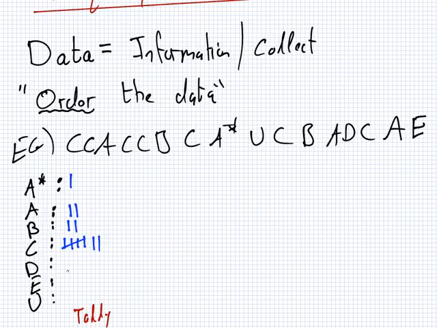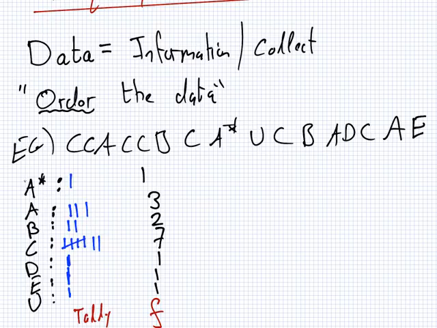Sorry, thank you. D, 1. E, 1. U, 1. 3 A's. Thank you. Okay, so this is called a tally, and then beside it we have what's called the frequency, or just F for short, which is the number. So that's a 1, a 3, a 2, a 7, a 1, a 1, and a 1.